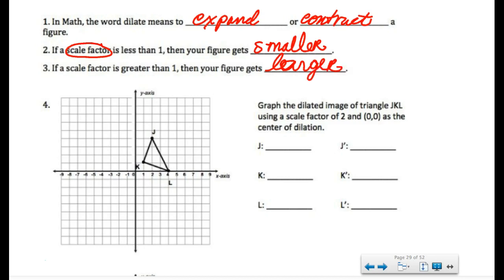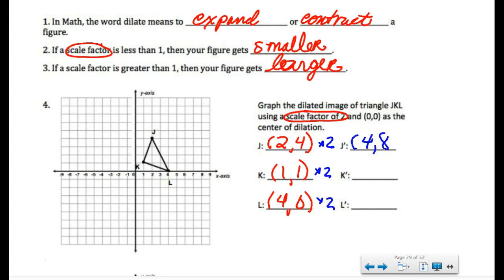So it says graph the dilated image of triangle JKL using a scale factor of 2. What that means is I'm going to grab the coordinates of each of these points. J is sitting there at 2 to the right, 4 up. K is sitting at 1 to the right, 1 up. L is at 4 to the right, 0 up. When it says to dilate it with a scale factor of 2, what I'm going to do is multiply every single coordinate by 2. And this would become 4, 8, this would become 2, 2, and this would become 8, 0. I then replot those coordinates. So I go 4, 8, and that's my new J.